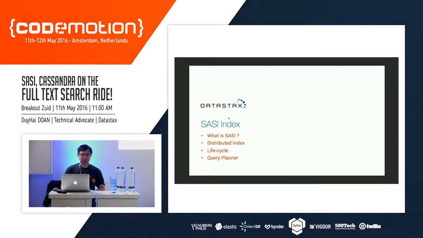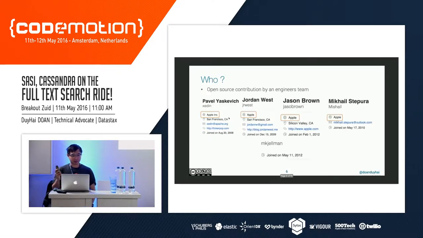So today we are going to talk about SASI. What is SASI? First, who created it? It is an open source contribution from an engineer team. It is not coming directly from DataStax. So those five people, they have created the full text search index. If you look at their profile on GitHub, you know their company, right? Very famous company. And they are using Cassandra internally. And in fact, they have a requirement to do full text search on Cassandra. That's why they developed this index.